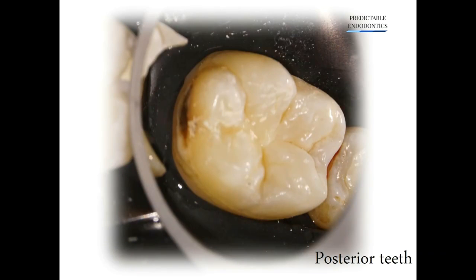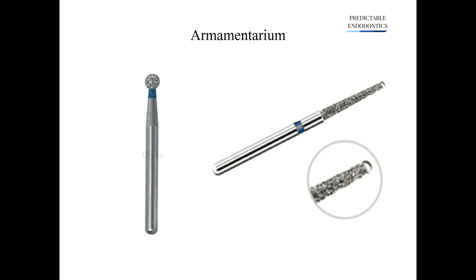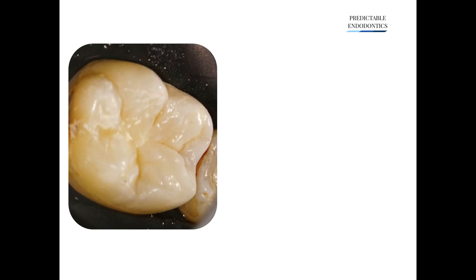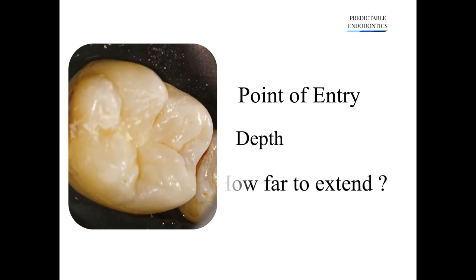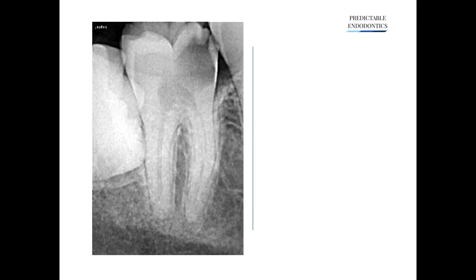Now let's move on to the posterior teeth. For starts, these are the only two burrs that you will require, a good round burr and a non-end cutting burr. As a beginner, when you start your posterior root canal treatment, these are the three dilemmas that you will face. Where do I start? How far do I go? And how wide do I extend my access cavity preparation? Before even thinking of any of these three things, the first thing you have to do is de-occlude the tooth.